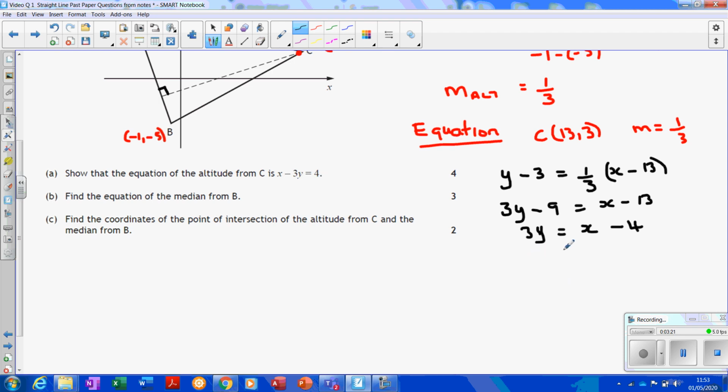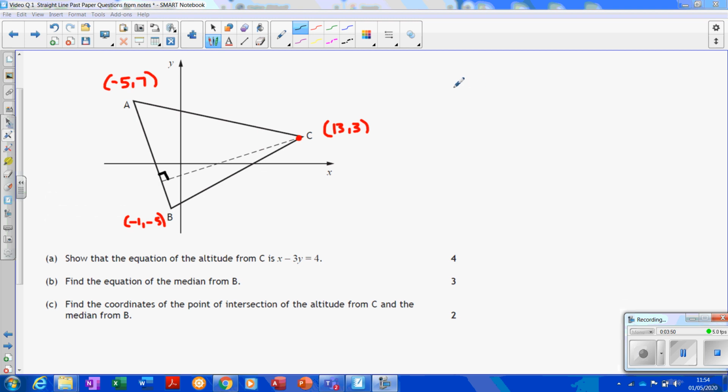I want to bring the y term over beside it, and I want the 4 on the opposite side. So I'm going to take 3y off both sides, so that would be 0 is equal to x minus 3y minus 4. If I read it round the other way, that would be x minus 3y minus 4 equals 0. And if you compare the two equations, the 4 is on the right hand side, so x minus 3y is equal to 4. So the equations are both exactly the same. Okay, so we've proved that one.